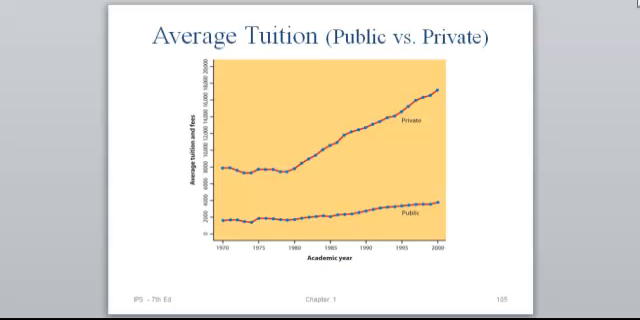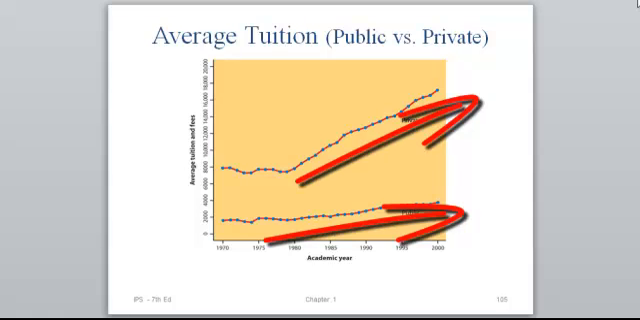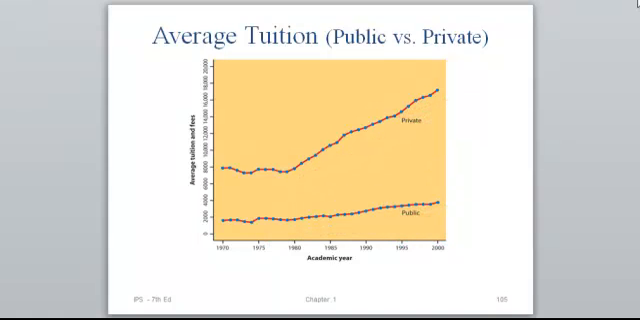A comparative plot is very nice. This is the average tuition, public versus private. We can see that both public and private have an upward trend, but for public it is very, very minimal. The slope of that one is very small. The private took a huge increase from 1980 to the year 2000, just a huge upward trend there.